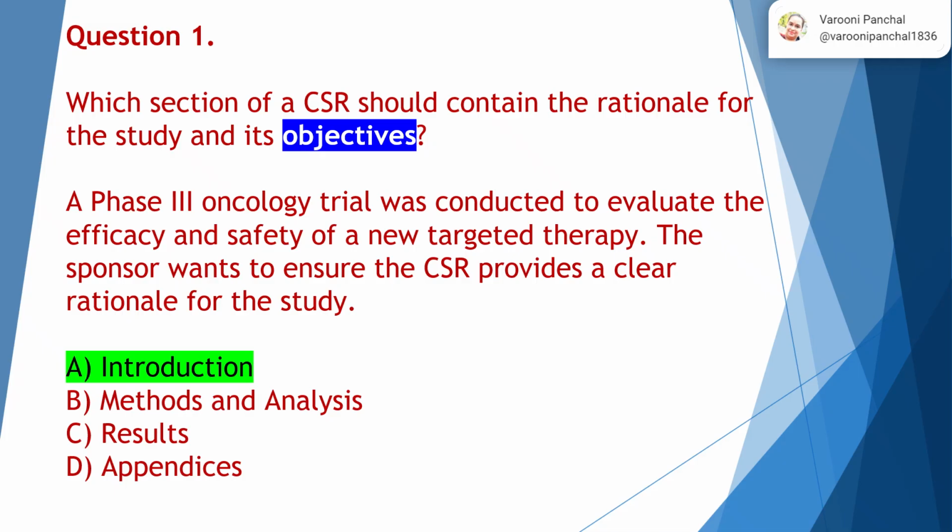Now here the option B is methods and analysis. The methods and analysis is related to the statistical methods, their implementation, and the analysis that you will be doing. But here the consideration is related to the objective. So this is not the right answer. Option C says results. Results is nothing but what statistical results are presented and how they will be interpreted, right? So we are interested in objectives and not in results, right?